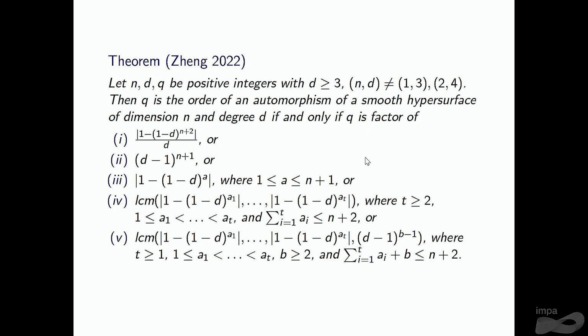So you can actually tell, if n greater or equal than 1, d greater or equal than 3, and q now is any natural number, then q is the order of an automorphism of a smooth hypersurface of dimension n and degree d if and only if q is a factor of one of these numbers. The first one is ours, you see? And then you have all the other possible cases that we weren't strong enough to try.